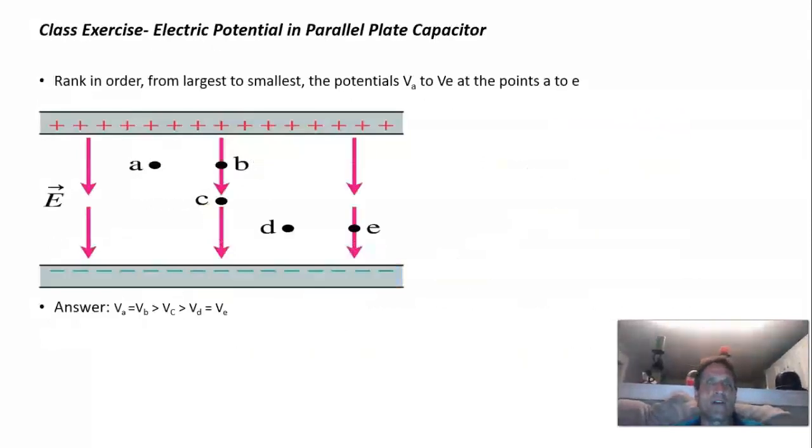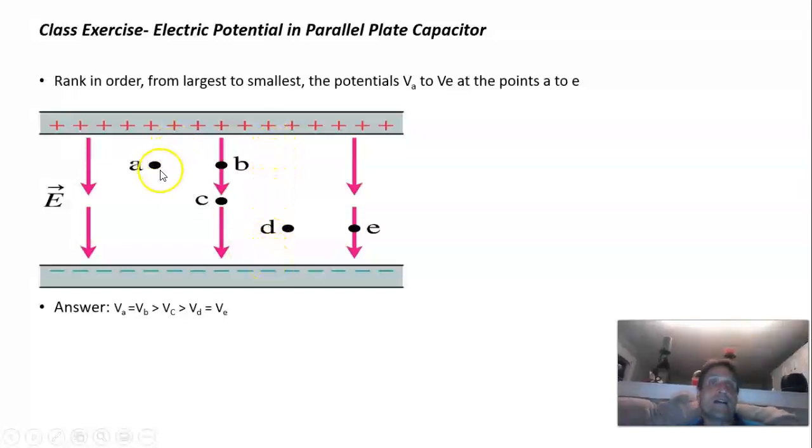So final example here is rank in order from largest to smallest the potentials between the two plates of the capacitor, okay, A, B, C, D, and E. Okay. Well, we know that the potential at the positive plate is the largest, the potential at the negative plate is the smallest, or this is the most positive, this is the least positive, and we know that the potential decreases linearly as we go from the positive plate to the negative plate.